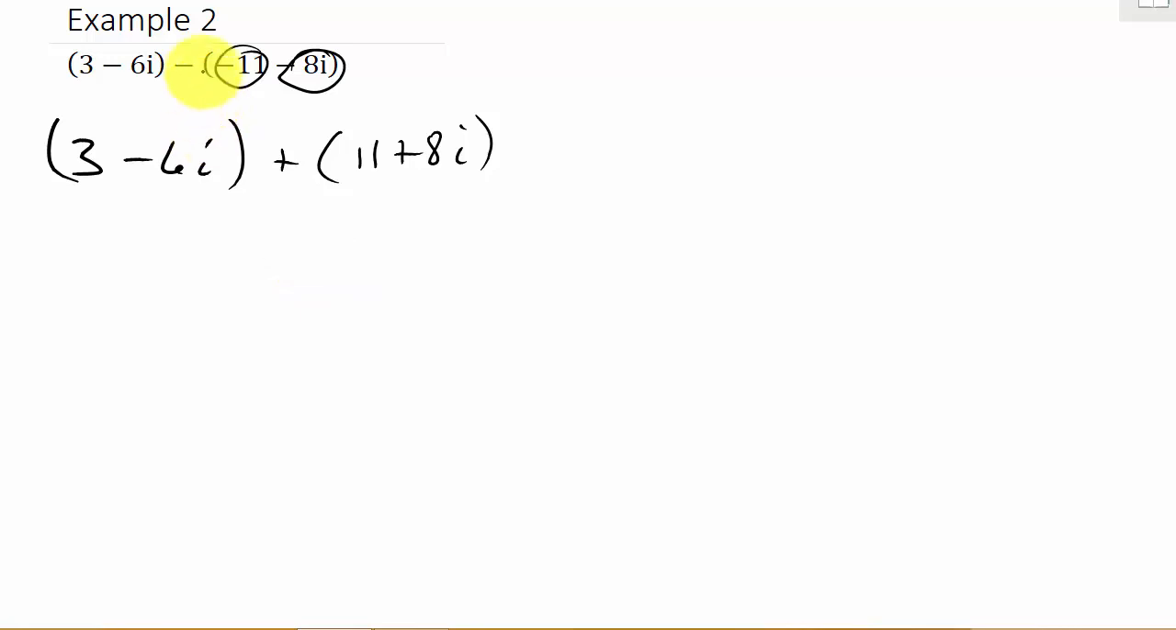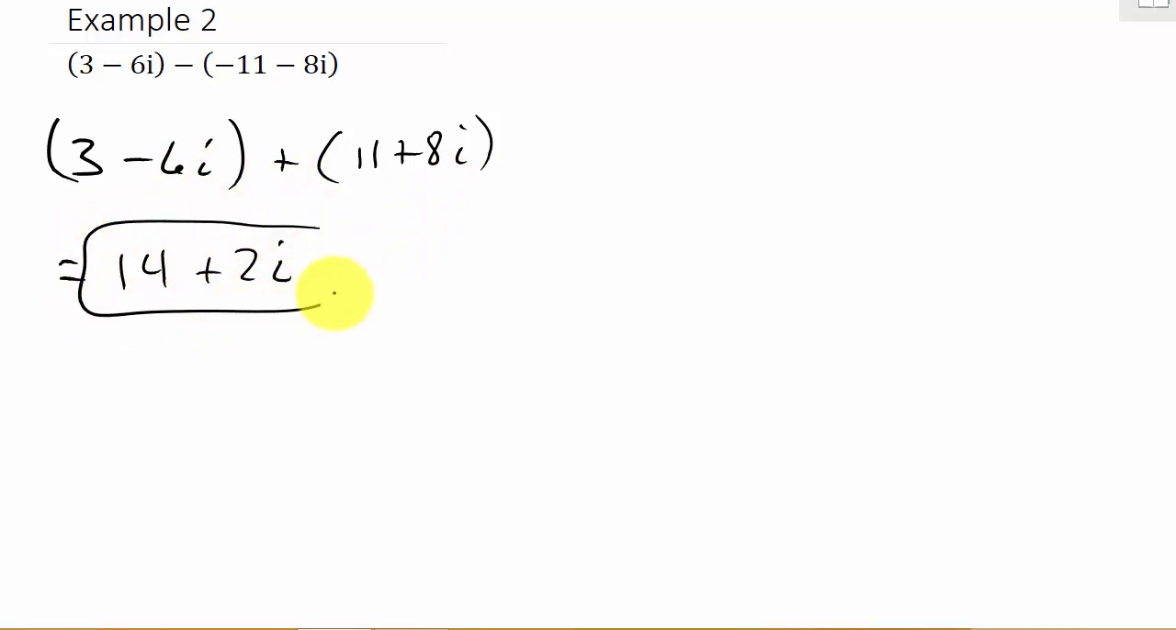But if you don't want to do that, you don't have to. You can just go ahead and do 3 minus -11, and -6i minus -8i. So now we have 3 plus 11, that's 14, and then -6i plus 8i is 2i, and that's our answer.